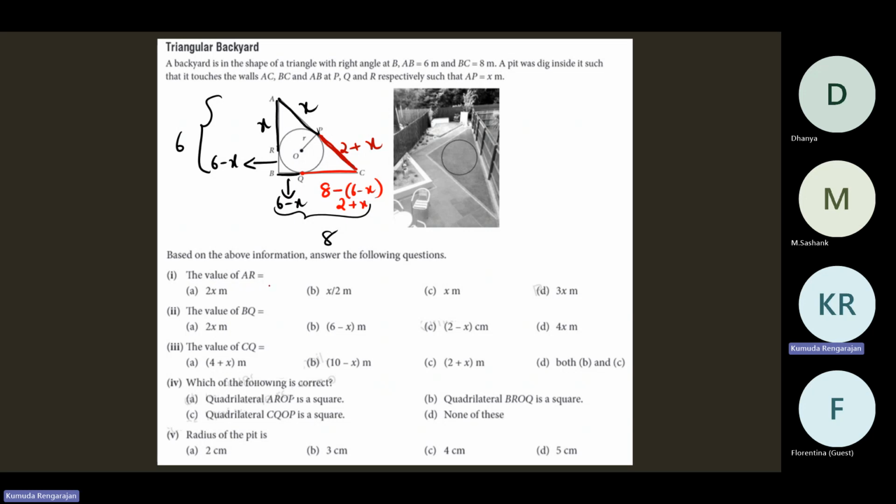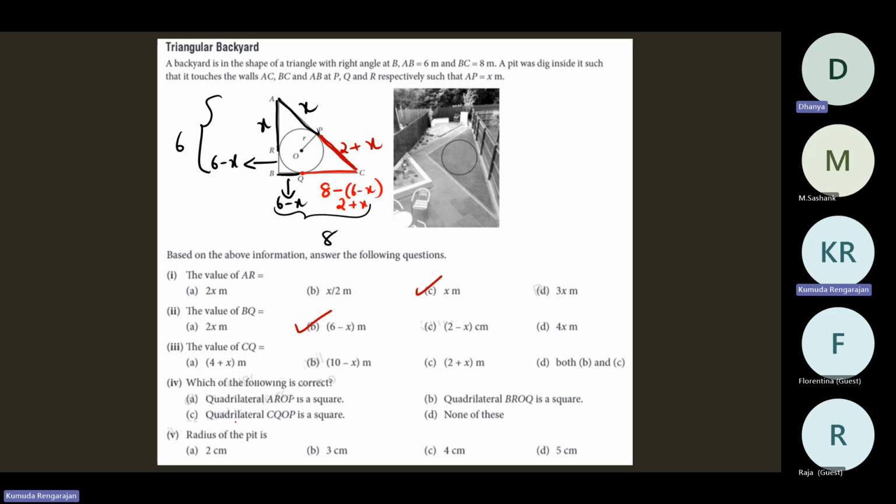The value of AR is equal to x, correct? X, ma'am. The value of BQ, correct? 6 minus x. The value of CQ is 2 plus x, correct. Then which of the following is correct? Which one is a square here? This one, right? BROQ, ma'am. Correct.